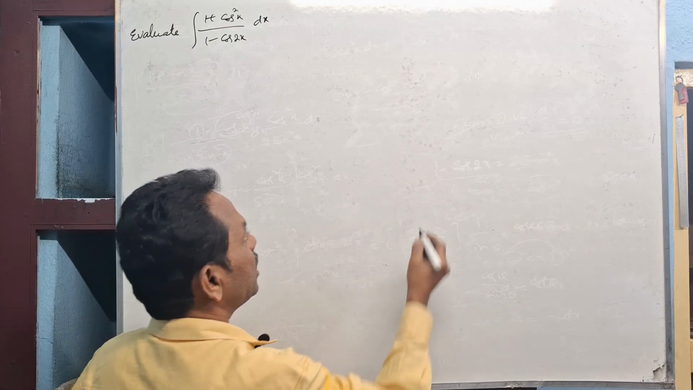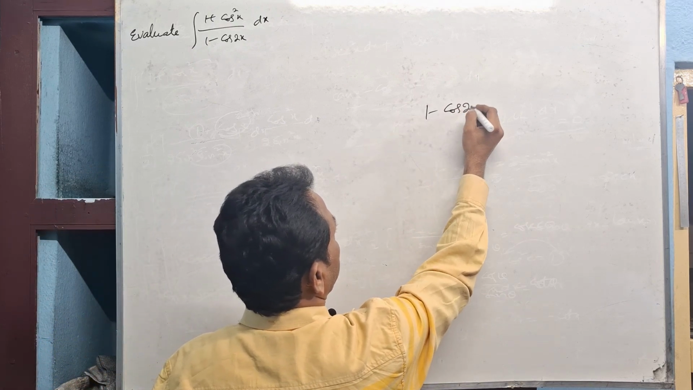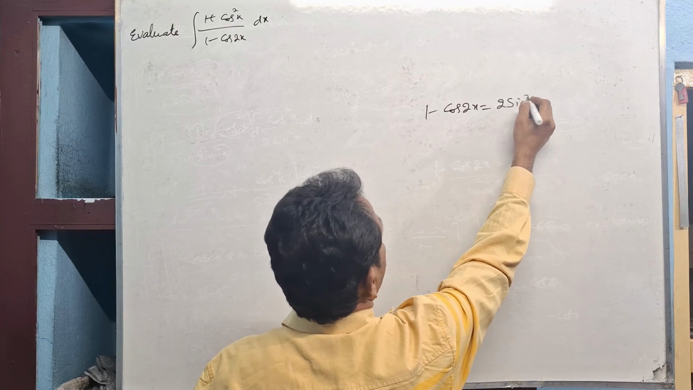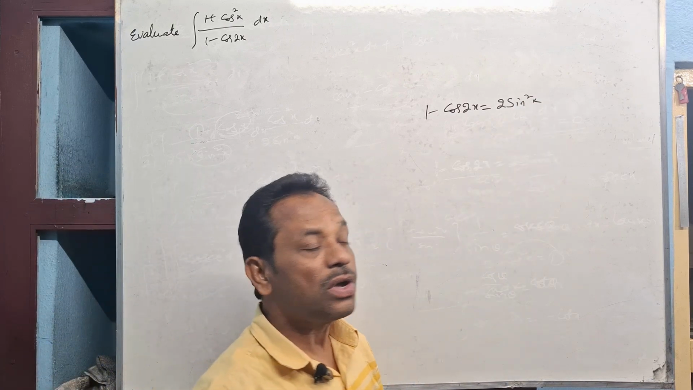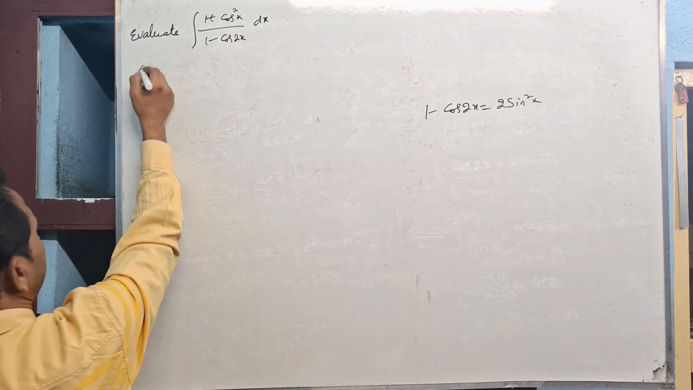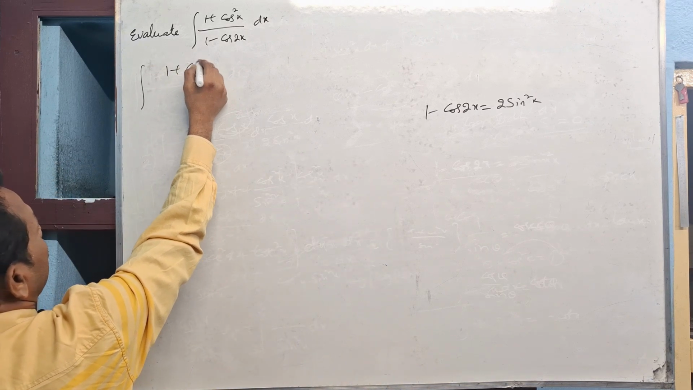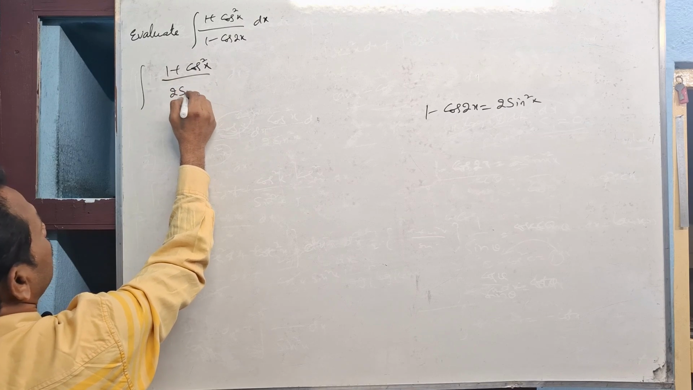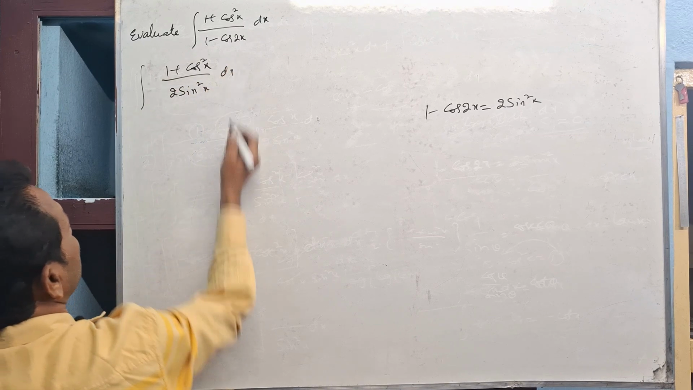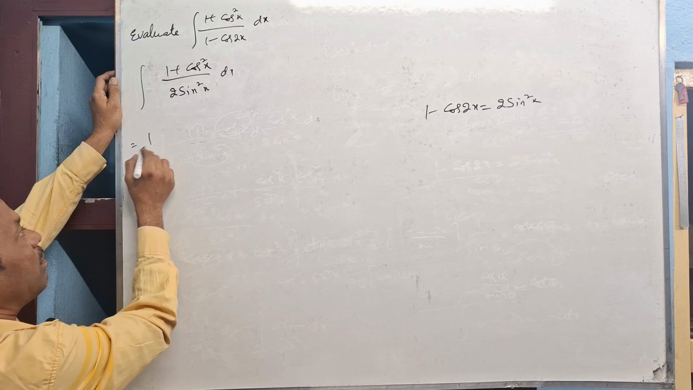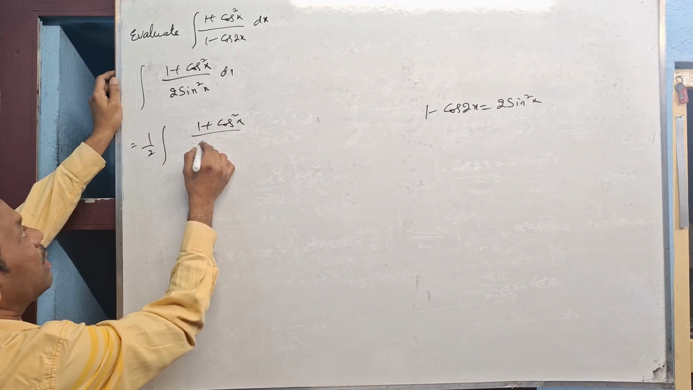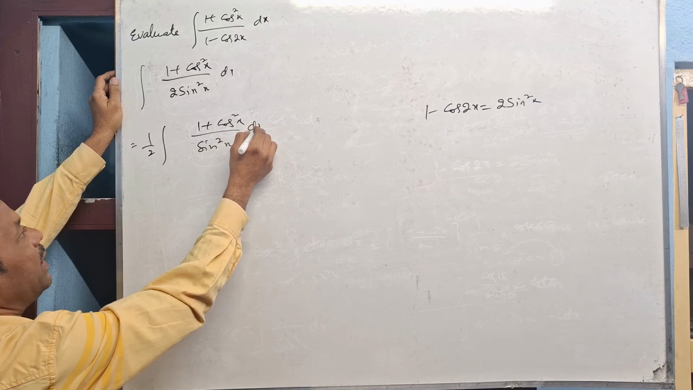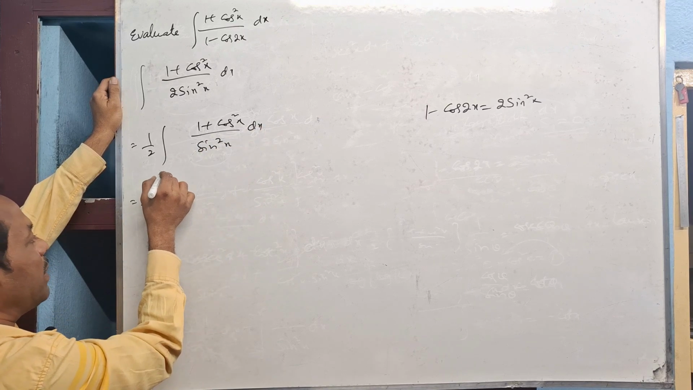Bachcho, in this question, we can take 1 minus cos 2x as 2 sin square x. The formula for 1 minus cos 2x is 2 sin square x. So in the denominator, we can write 2 sin square x dx. So this I can write as 1 by 2 integration of 1 plus cos square x by sin square x dx. So that is nothing but 1 by 2 integration of.